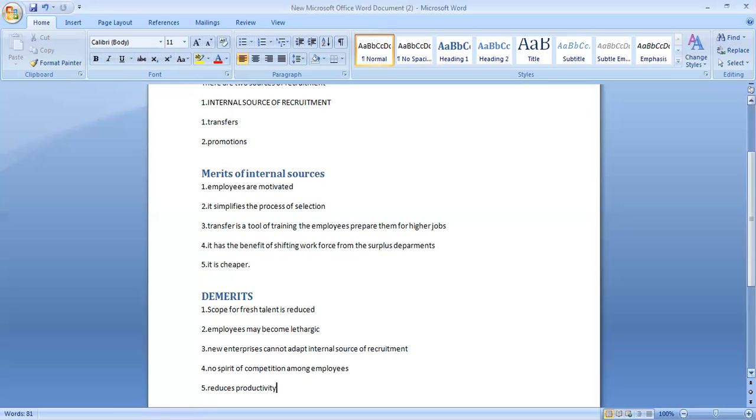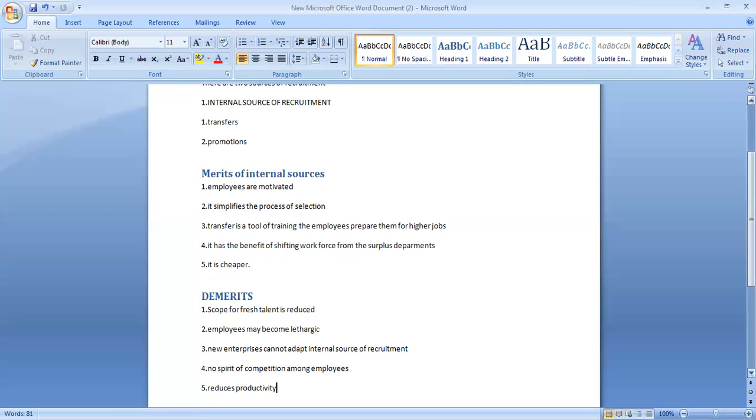And the next thing to be discussed here is the benefit of shifting workforce from the surplus department. That's what I told you. There are different departments, such as the production department, financial department, sales department, and so many more. At that point of time, one department will have a surplus of employees, and another department will have a shortage of employees. Where there is a shortage, you can transfer candidates from the department with the surplus workforce. That is also one of the good benefits of internal sources.